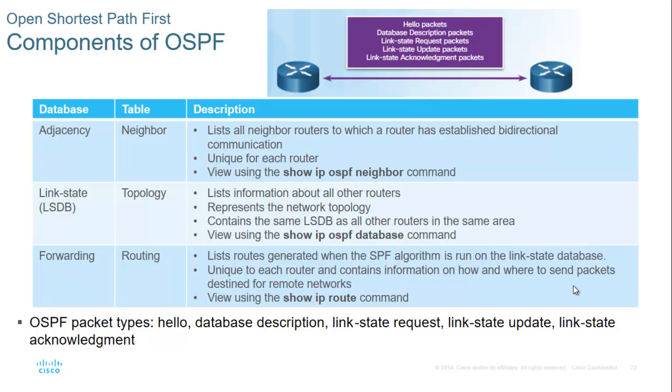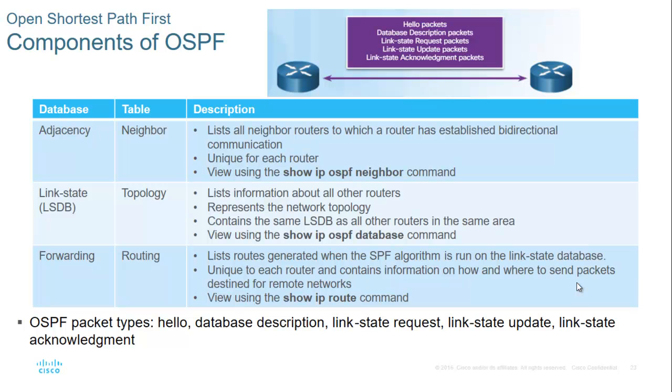Then you have the routing table. You know about the routing table. It lists routes generated when the shortest path first algorithm is run on the link state database. It is unique to each router and contains information on how and where to send packets destined for remote networks. View it using the show ip route command.